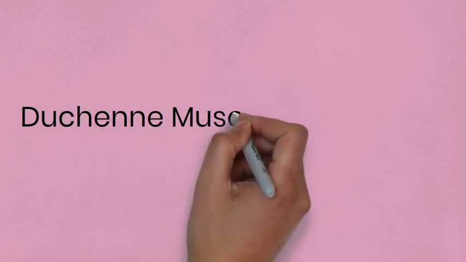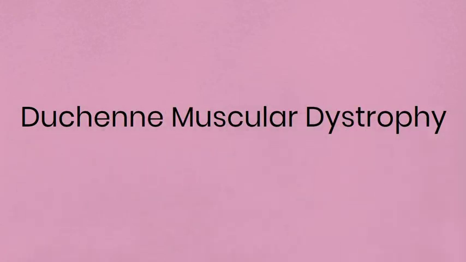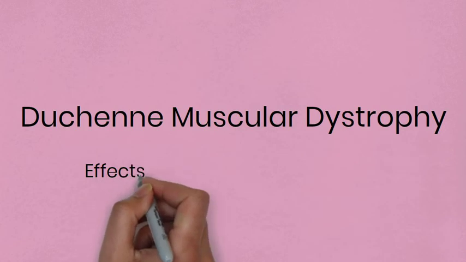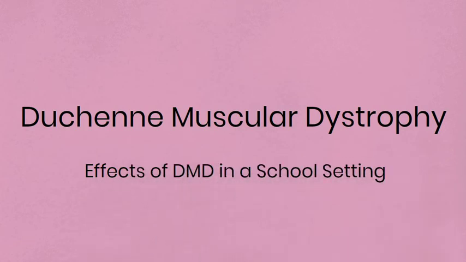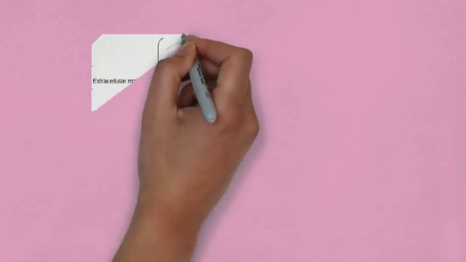In this short video, I will be talking about Duchenne muscular dystrophy, or DMD, and the effects of this disease on a child's experience in a school setting. DMD is a severe form of muscular dystrophy that mainly affects males.